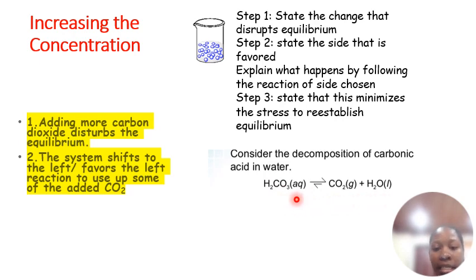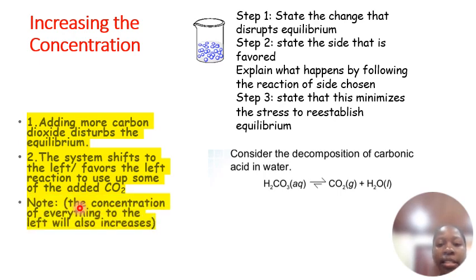Okay, or you can just say hydrogen and carbon dioxide is going to be reacting to produce carbonic acid. That is the explaining part. Then the next step is tell me that the concentration of everything. The next step is you need to tell me that this is going to be minimizing the stress. So I have a note here that says that the concentration of everything to the left will also increase.